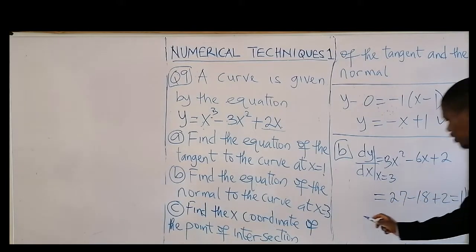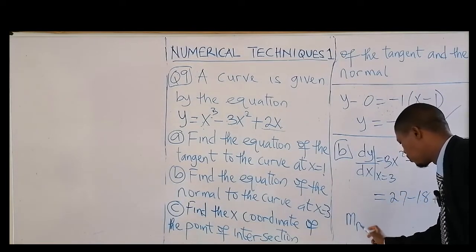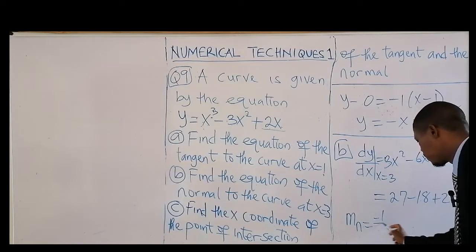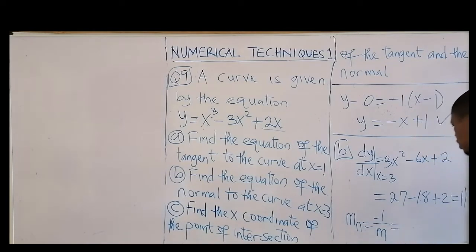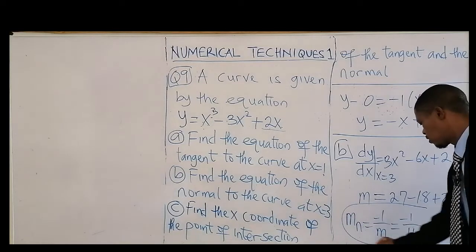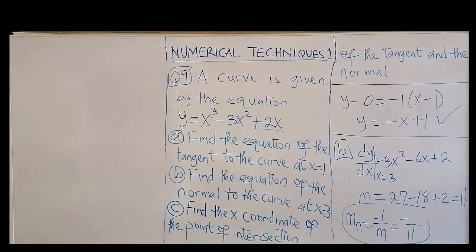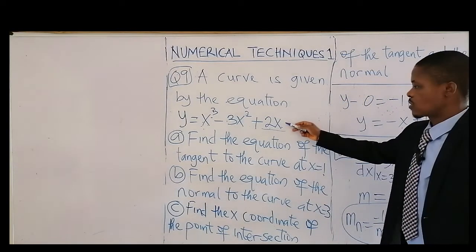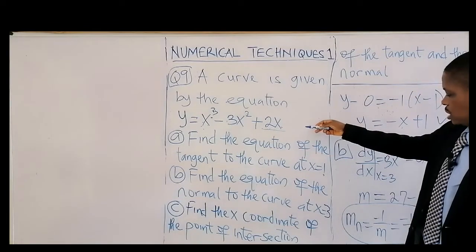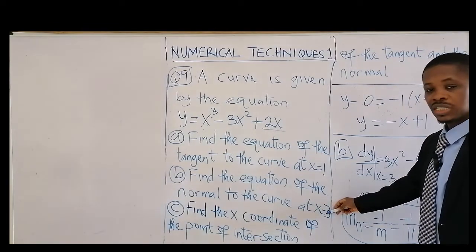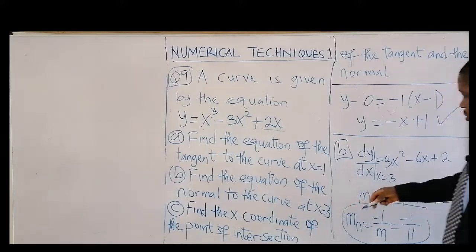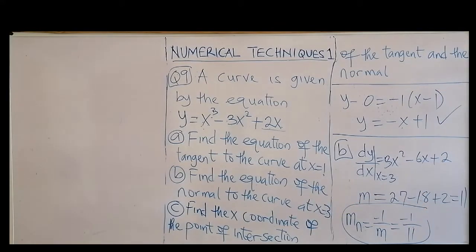So let's now get the normal. The gradient of the normal will now become minus 1 over m. This is my m, and that's what? Minus 1 over 11. So that's the gradient of the normal. We got the derivative, which is the slope, at x equal to 3. So after that, the gradient of the normal.